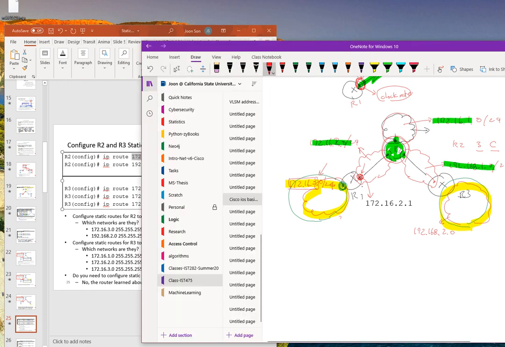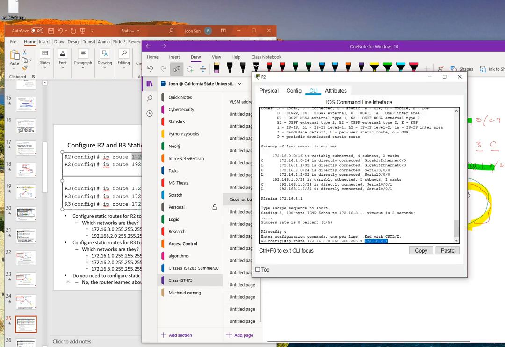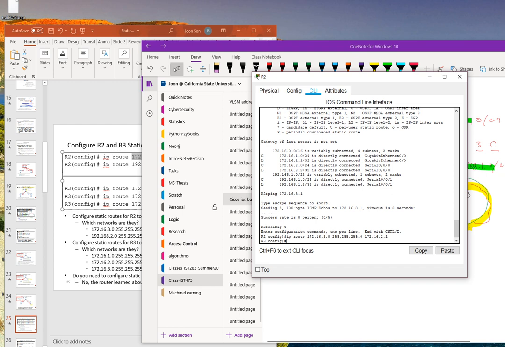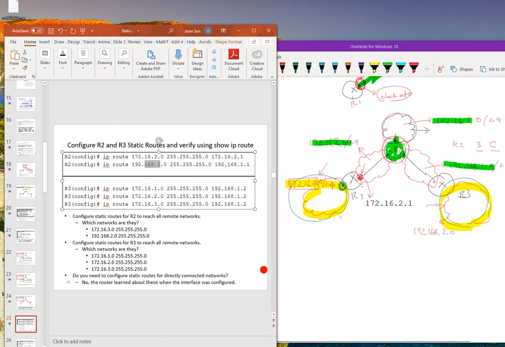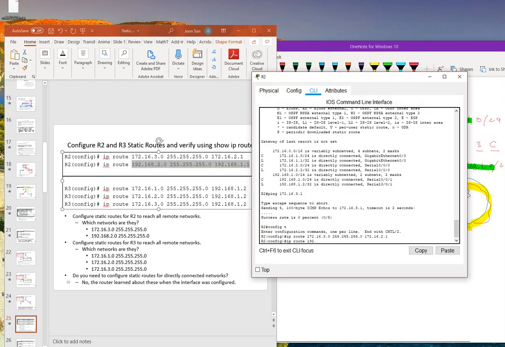Then I'm going to configure the second network, the yellow one, which is not directly connected. That's why I have to configure static routing. For R2, I'm done with the first one, and then I need to type the second command, ip route 192.168.2.0, and then the subnet mask and the next hop IP address.